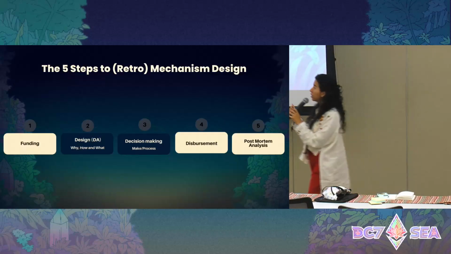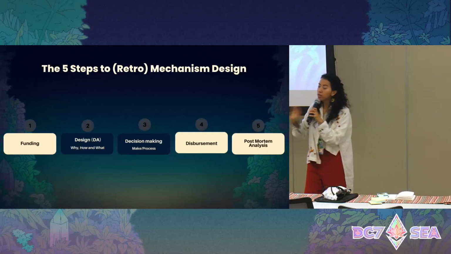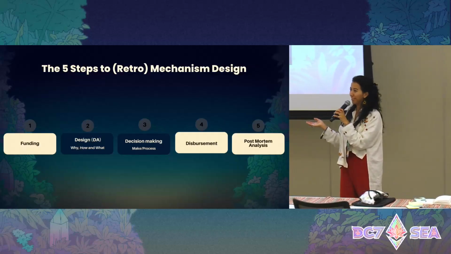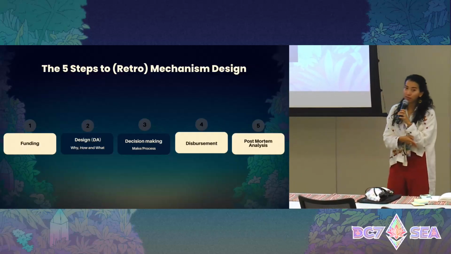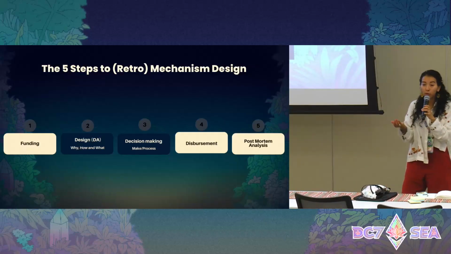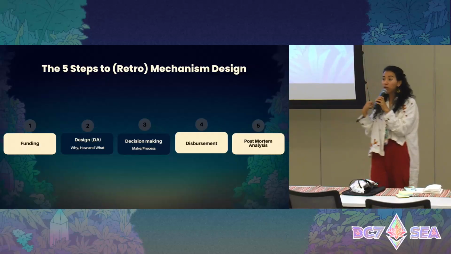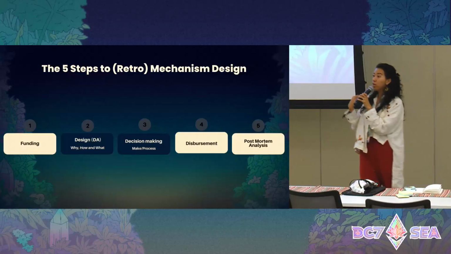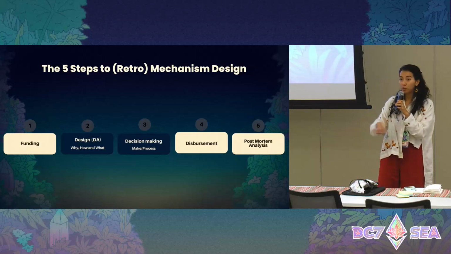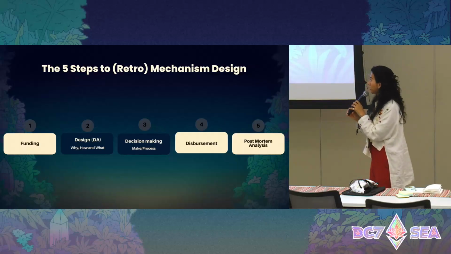So first, we have funding. When we're thinking of RetroRounds, sometimes you don't need to worry about funding. Sometimes you're Optimism and you just have funding. But if you're a local community that wants to host a round, you need to think about where you are going to get the funding for running this round. Not only to run the operations of this round, but also where you are going to get the funds to give out to the community because they've done the behaviors that you want to incentivize.